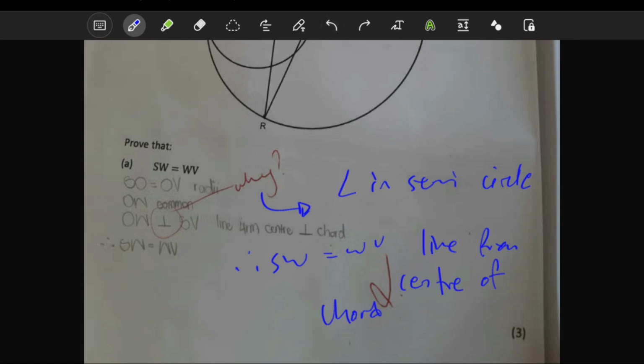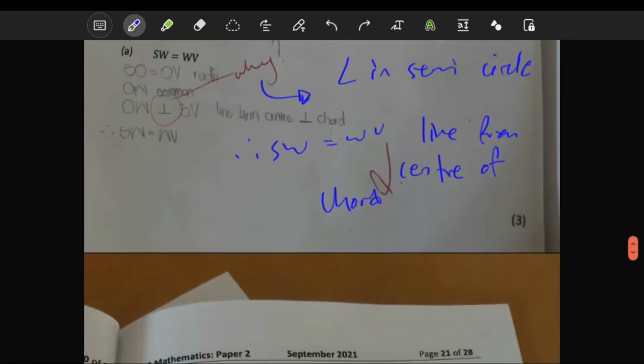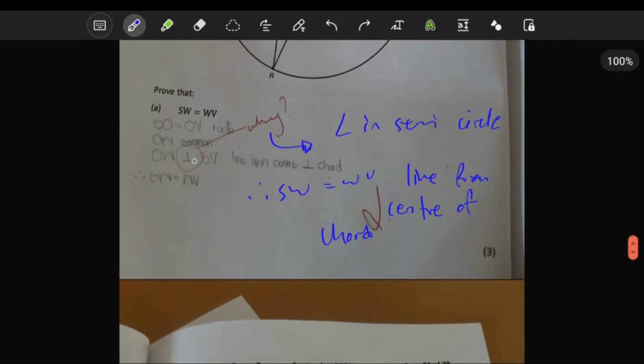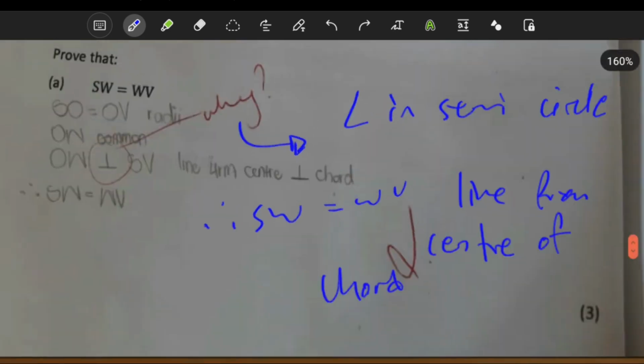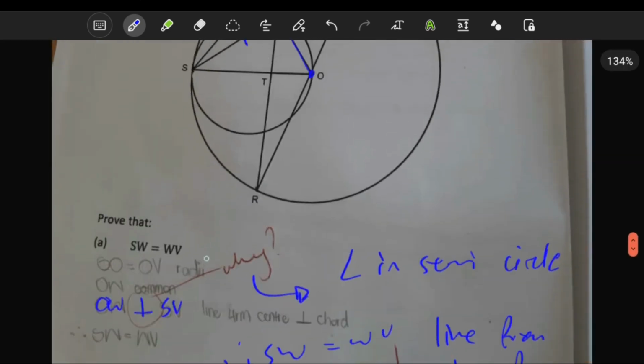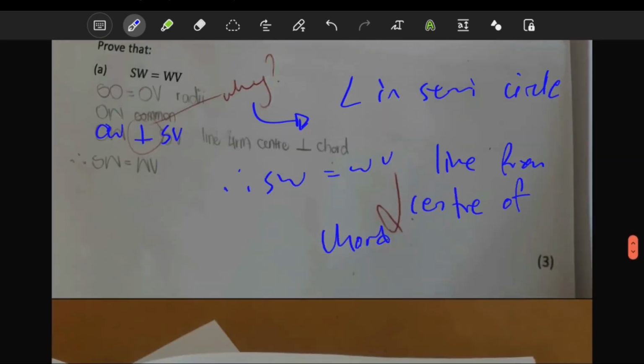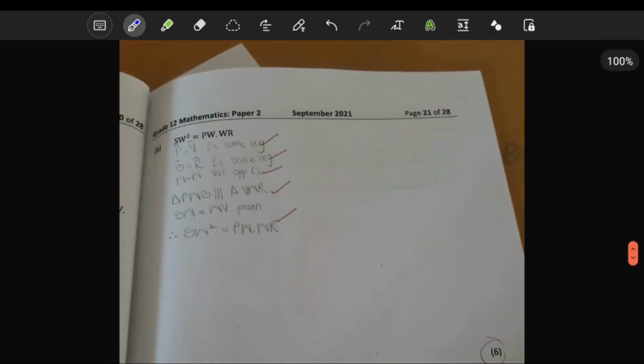Don't overcomplicate it, because obviously you're going to get like 2 marks for the statement here and the reason, because this statement is correct, you see. OW is perpendicular to SV, and there's the reason. At least because there's no reason, you should have gotten 1 mark for just a statement, but it is what it is. The next question, they want us to prove this expression over here.